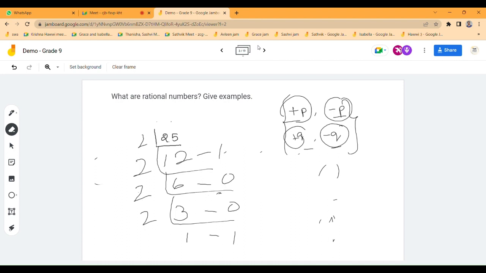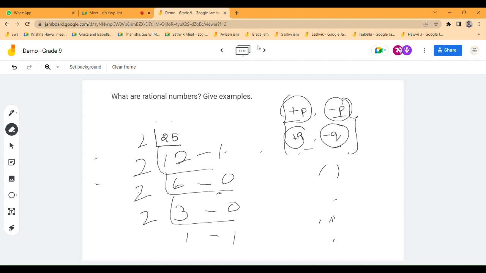How do we have to write? Always from bottom to top. So we have to write 11001.